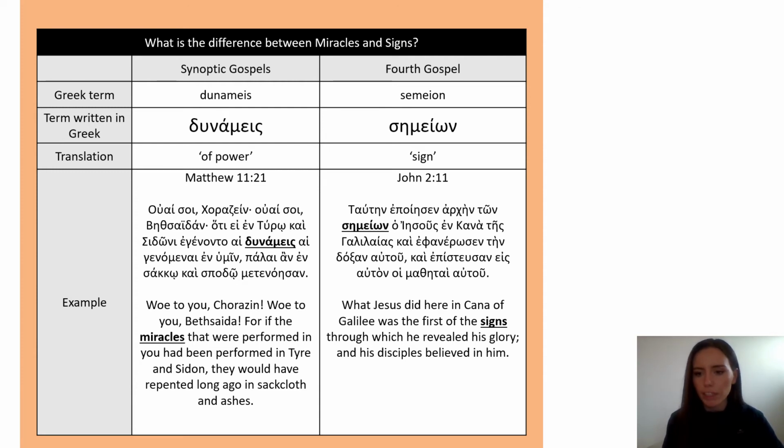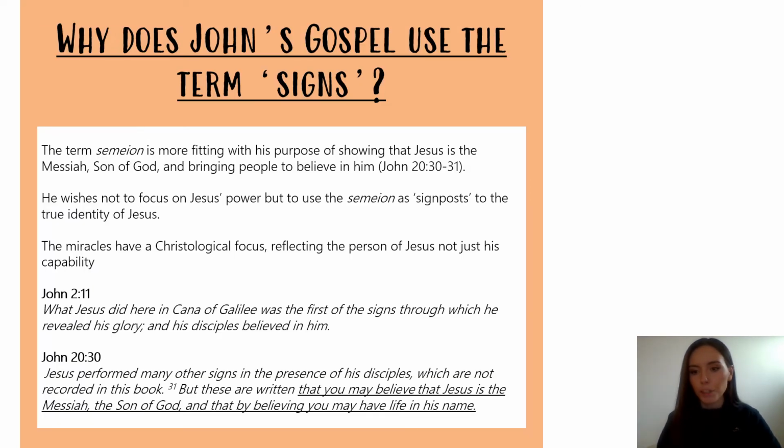So the reason why we're looking at these two concepts collectively is that we've got a situation whereby the Synoptic Gospels are using the term dunamis, which means miracle, whereas the fourth Gospel, John's Gospel, is using the word semeion, which means sign. At this point, a question that needs raising is, why is John using this different term? Why has he decided to use the word semeion as opposed to dunamis? And the reason for this ultimately lies with his purpose for writing.